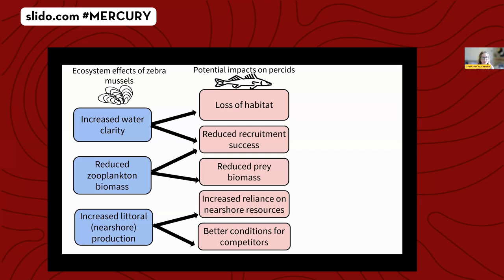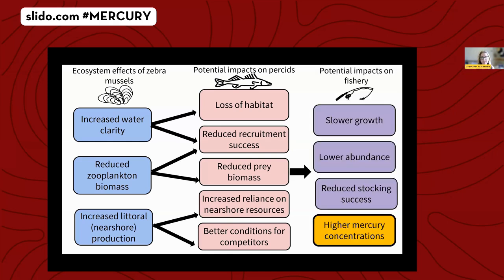And then that increased nearshore production that comes along with zebra mussels could cause walleye to focus more on those nearshore resources and potentially create better conditions for competitors like, you say, black bass or other centrarchids that might thrive in those environments. And then we might see some impacts on the fishery.